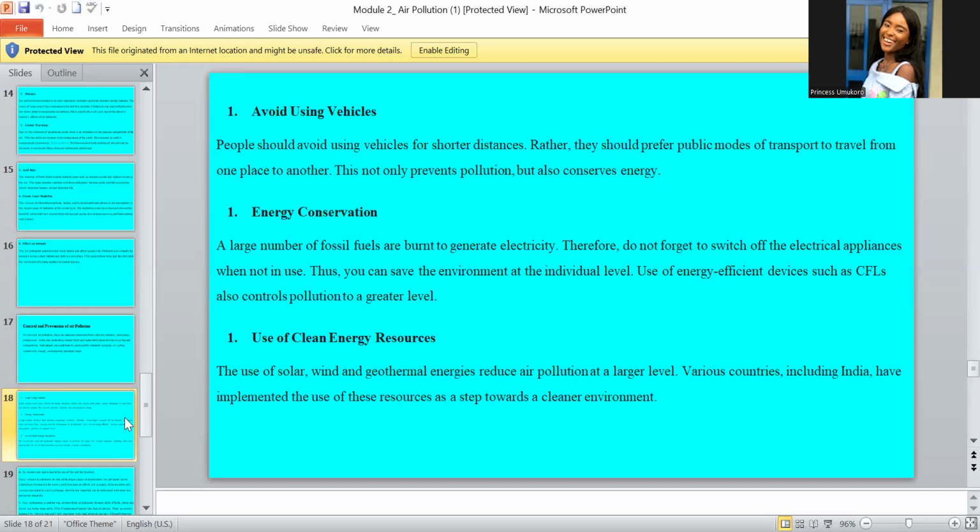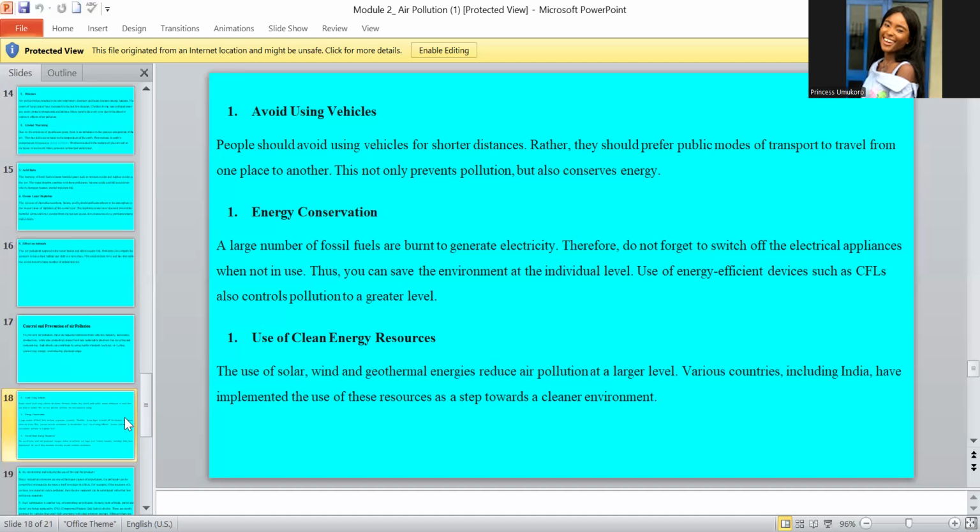And number two, try and conserve energy. A large number of fossil fuels are burned to generate energy. So we must learn to always switch off electrical appliances when they're not in use. We can save the environment at the individual level. And we can use energy efficient devices such as CFLs that also control pollution to a greater level.